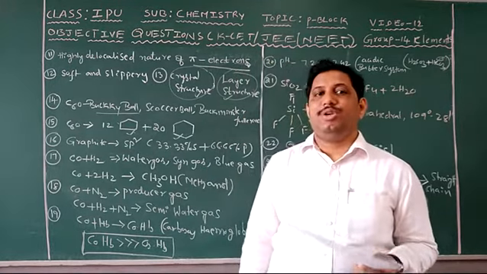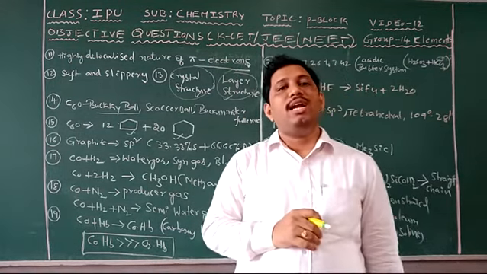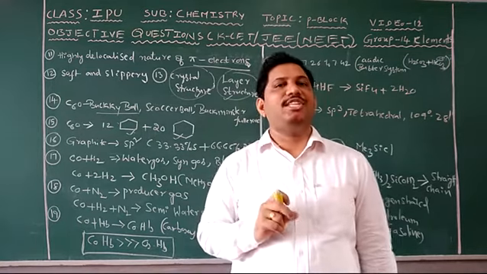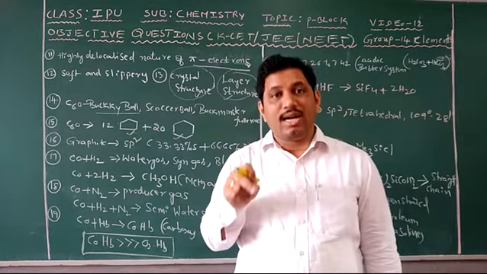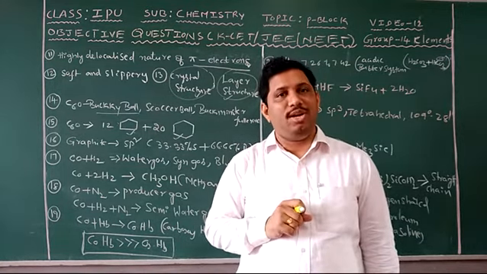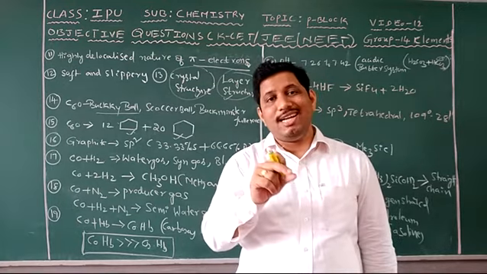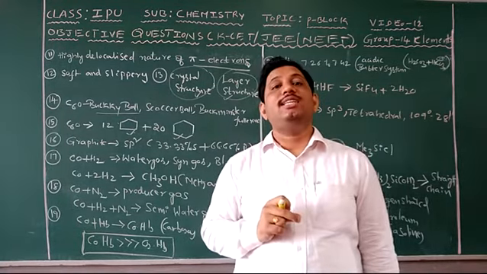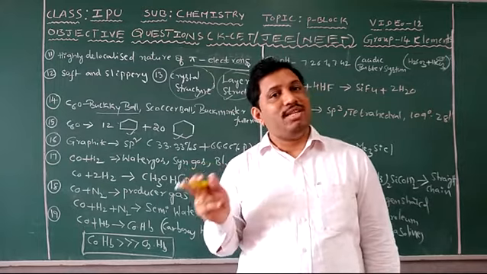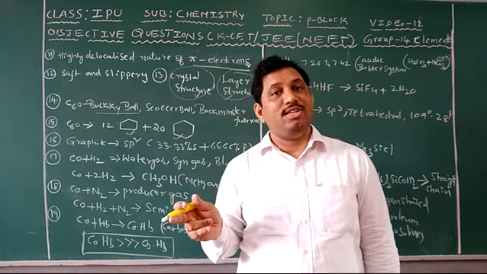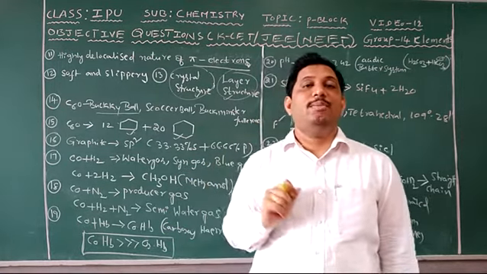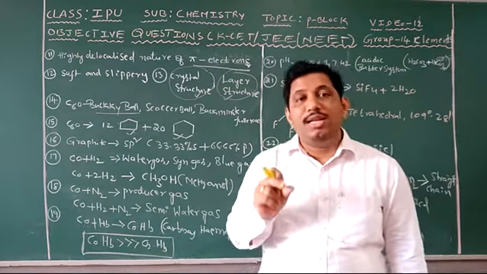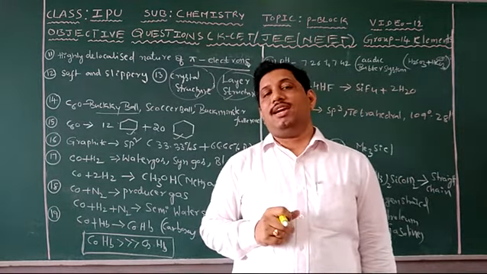Graphite is the correct answer because graphite undergoes sp2 hybridization. In graphite, the carbon atom undergoes sp2 hybridization. Therefore, the percentage of S character is 33.33%. The percentage of P character is 66.66%. Therefore, graphite is the correct answer.